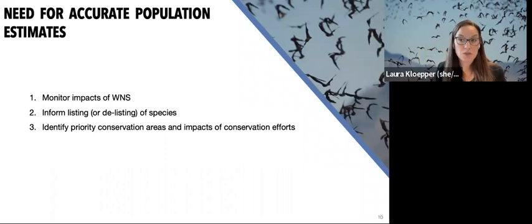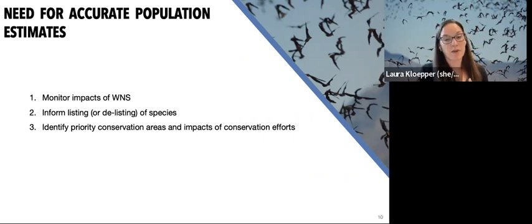It's thought that it was accidentally introduced to upstate New York in the winter of 2006, 2007, and it has been decimating bat populations across the US. The hibernating bats are vulnerable to this. We know that in some caves where they have been monitored, some populations have up to a 99% decline. But because of the challenges with population monitoring, we don't fully understand how these populations are being affected, because we have a lack of data on population in many of the bat caves.